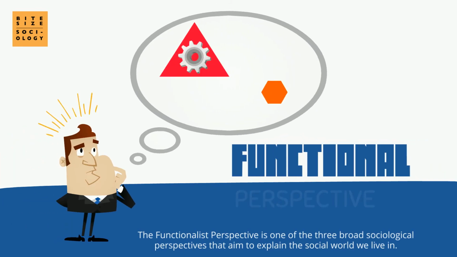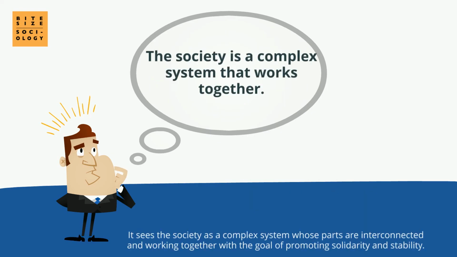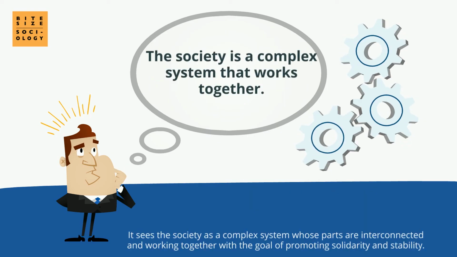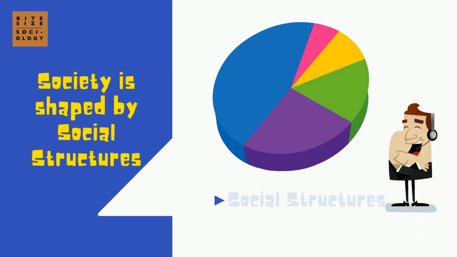The functionalist perspective is one of the three broad sociological perspectives that aim to explain the social world we live in. It sees the society as a complex system whose parts are interconnected and working together with the goal of promoting solidarity and stability. How? It begins by recognizing that society is shaped by social structures.